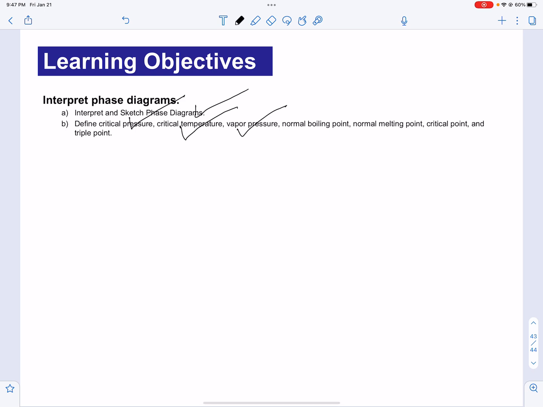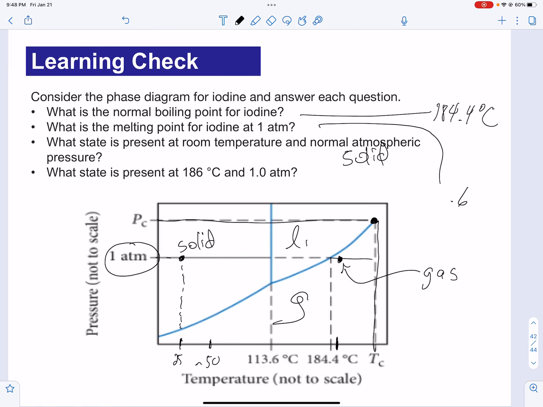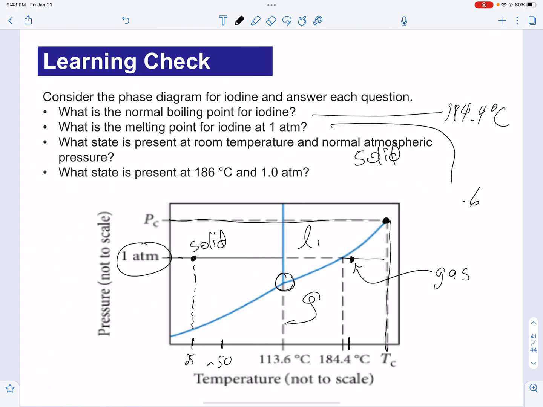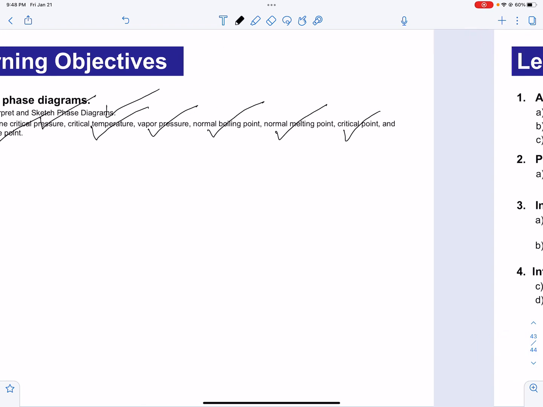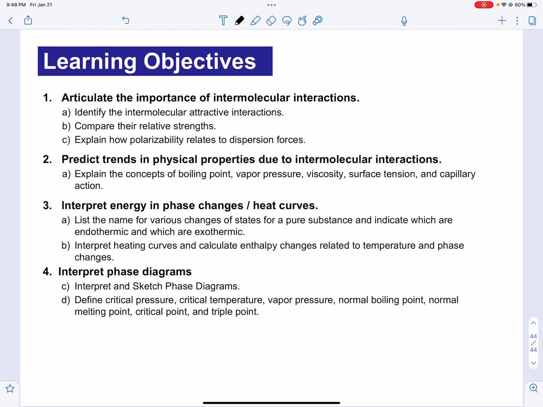We understand what vapor pressure is. We know what normal boiling point is. We know what normal melting point is. We just reviewed the critical point, and you know where the triple point is, which is the point where all 3 phases are in equilibrium. That's your triple point. And with that said, here are all the objectives that we went for in this chapter.